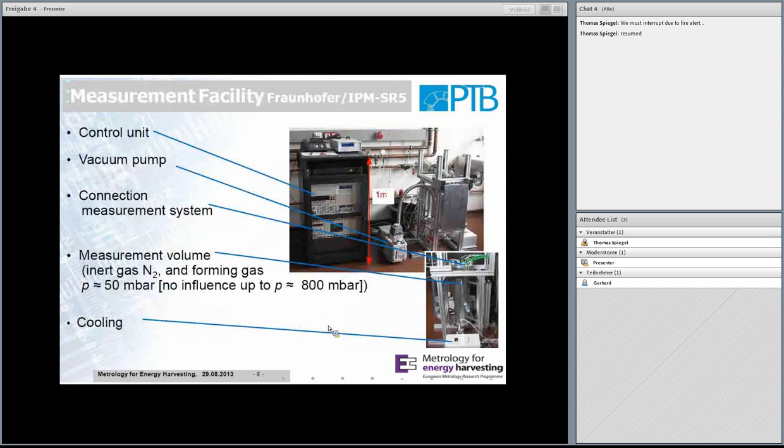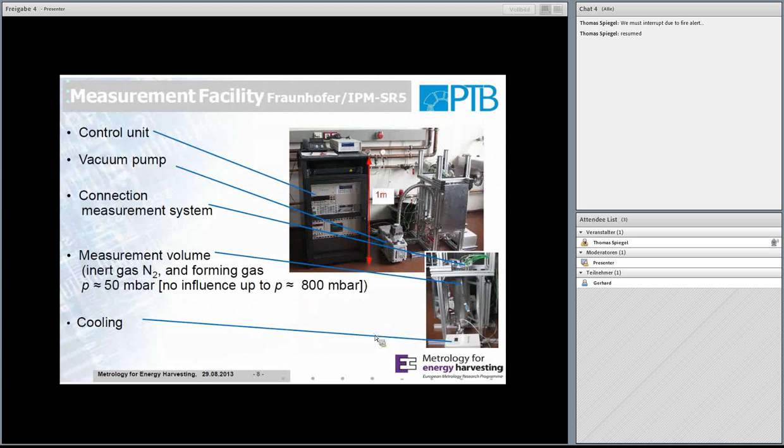So what does the measurement system we use in practice look like? It is, as I said already, from Fraunhofer, the SR5. This is only the control unit, with a height of 1 meter. We have a vacuum pump. We have a measurement volume. We have a connection. The measurement volume is evacuated, more or less, and then filled with an inert gas. We use nitrogen or forming gas at a low pressure of 50 millibar. And of course, we have a cooling system, but this is only mentioned because it's in the picture.